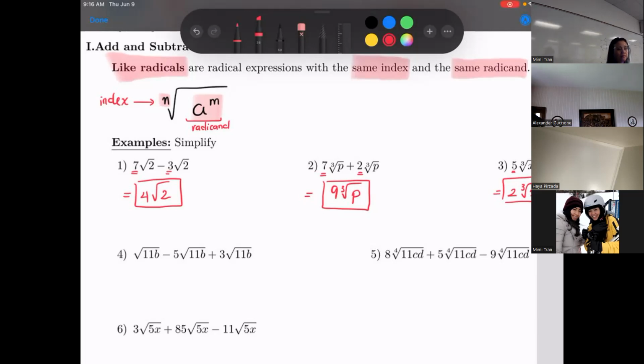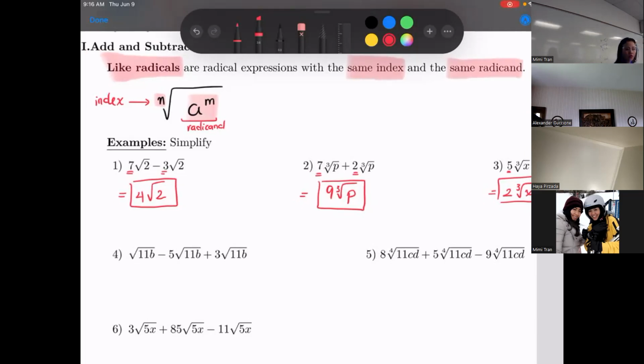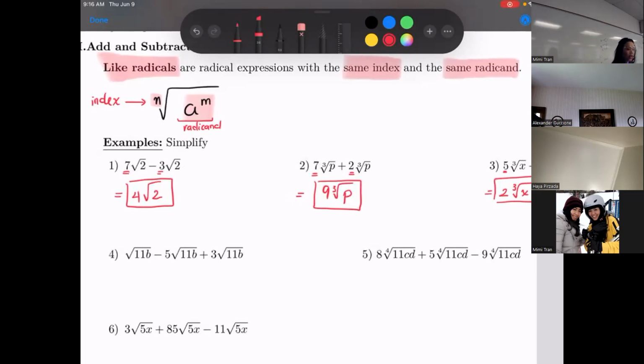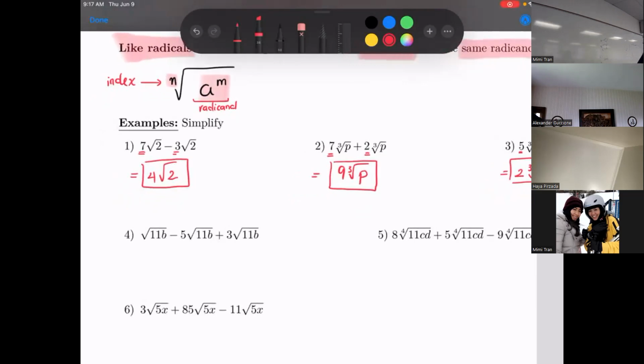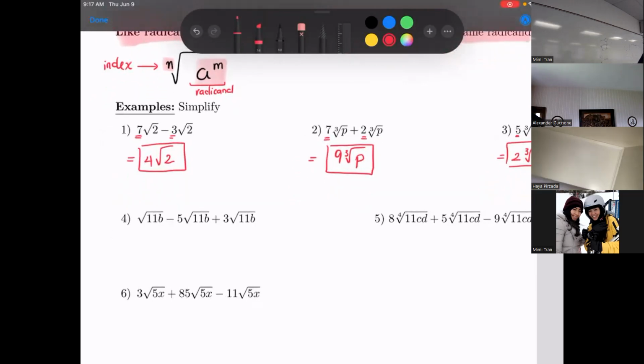Okay, let's see. Haya, what did Haya get? Are you doing number 4? Okay, negative 2 root 11b. Number 5 is 4 root of 11cd. Is that what you guys have? Yeah. All right. Same, right? We have the same index, same radicand. I mean, everything under the root is exactly the same.